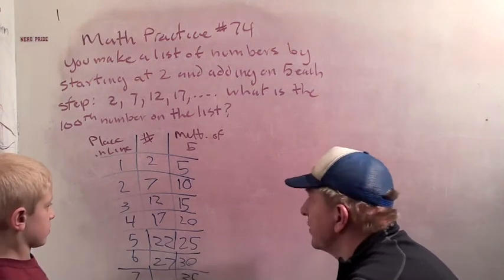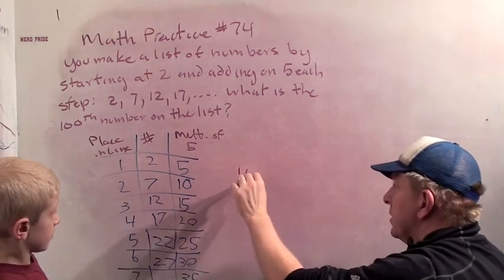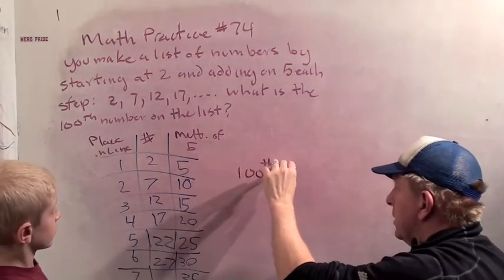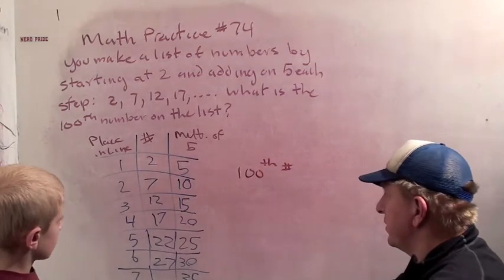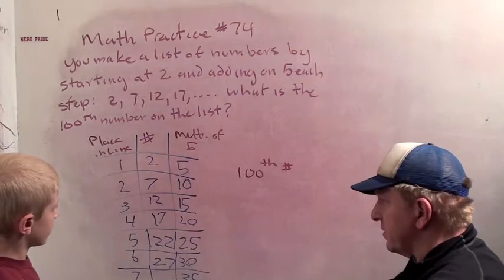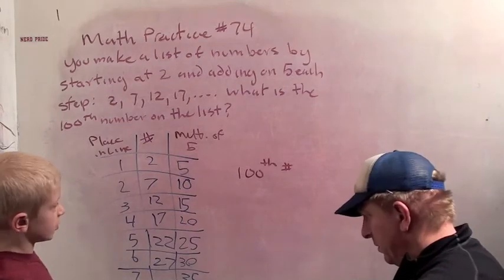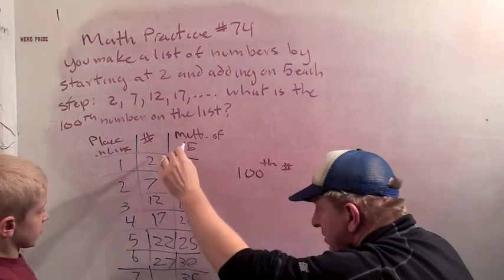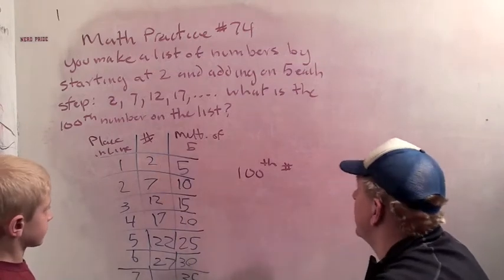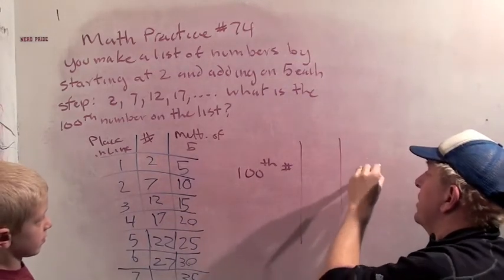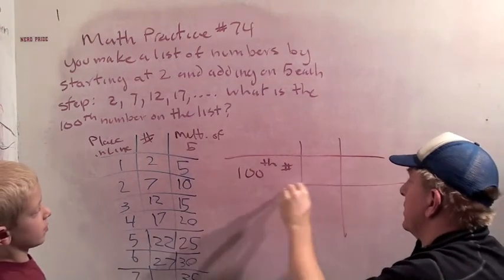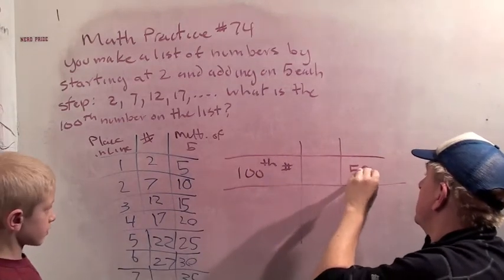Okay, well we were trying to find the 100th number, right? Mm-hmm. So what should we find first if we're trying to find the 100th number? 100 times 5, which would go in this column, because that's easy to find. So what is 100 times 5? 500. So we can pretend we have our columns again. So that would be 500.